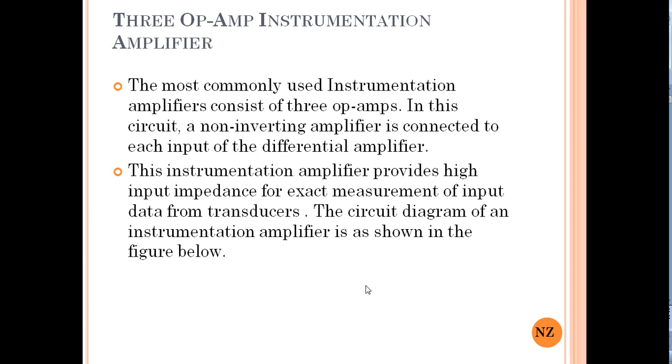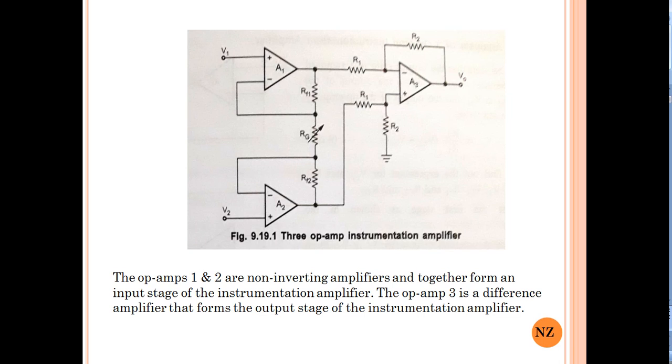Now let us understand the instrumentation amplifier in detail. What is an instrumentation amplifier? How does it look? This is the circuit diagram of an instrumentation amplifier. Basically, it is made up of 3 amplifiers. The first 2 amplifiers are non-inverting amplifiers. The third amplifier is a difference amplifier.